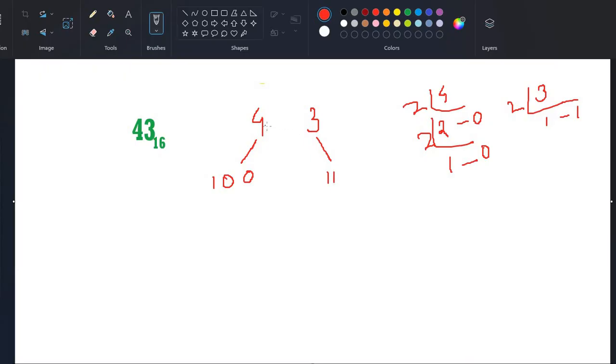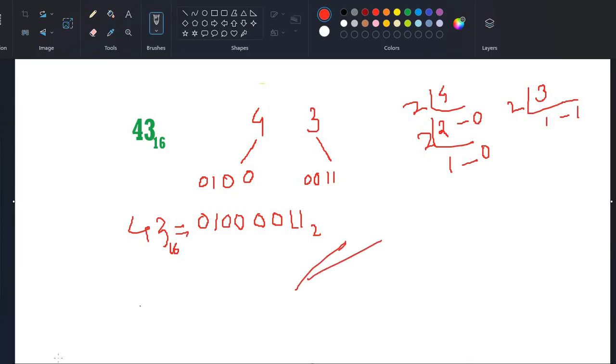But we know that each hexadecimal number will be converted into 4 equivalent binary bits, right? So we need to add 2 zeros before this number and 1 zero before this number. So then we will get this number 0 1 0 0 0 0 1 1, which is the binary equivalent of 43 to the base 16. Okay, is it clear now?